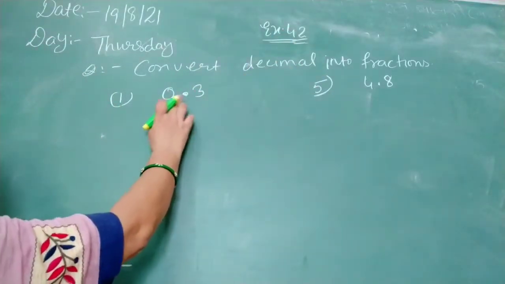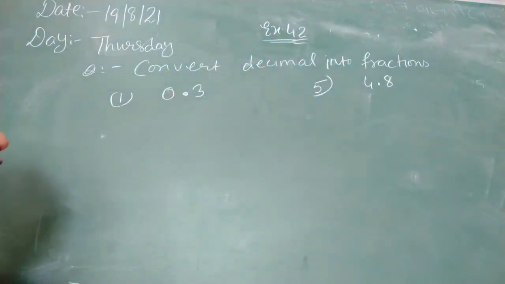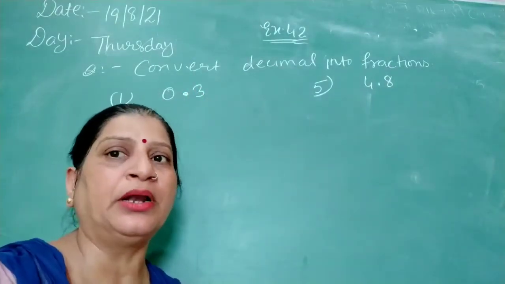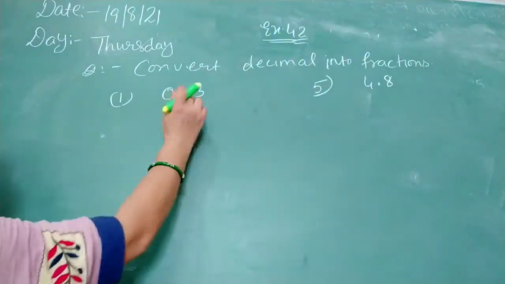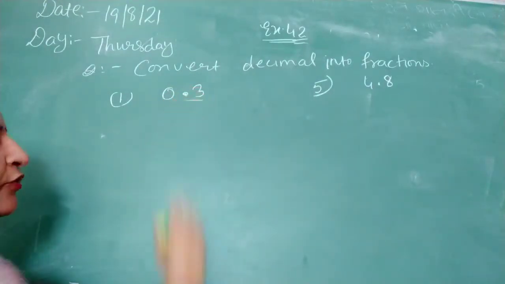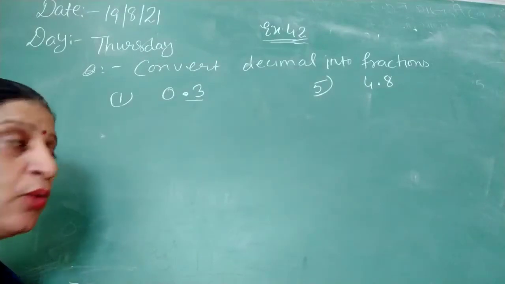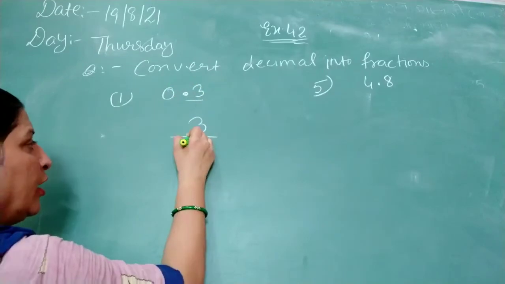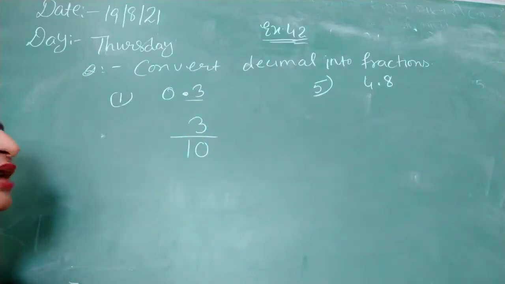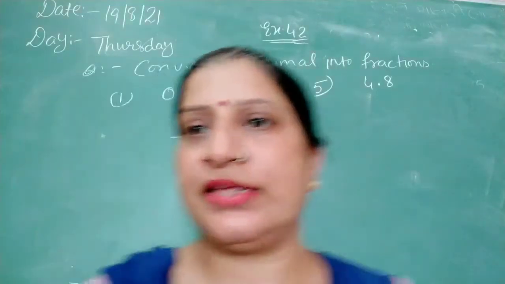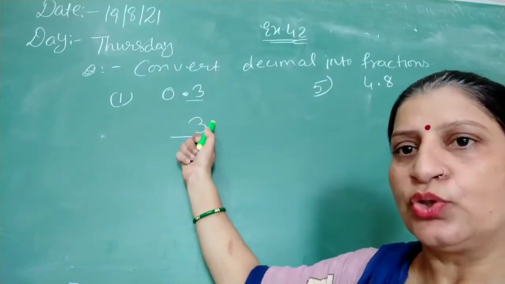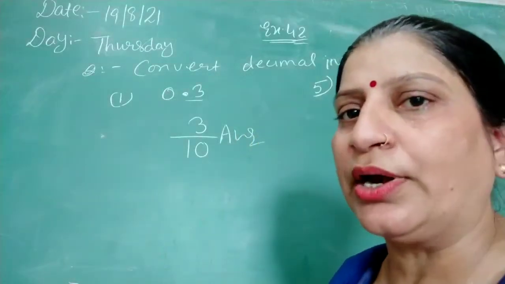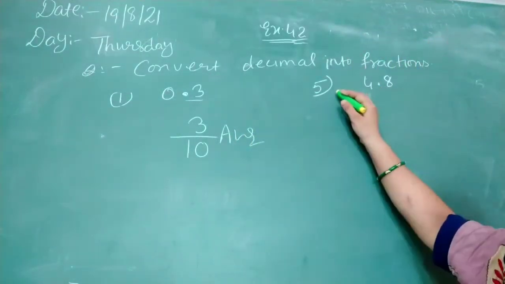The first question is 0.3. Here you are given a decimal and you have to convert this decimal into a fraction. Here we see that after the decimal we have a single digit. One digit है तो नीचे आप क्या करेंगे, डेसिमल को रिमूव करके we write 10 at the place of the ones digit after the decimal. तो हमारा आंसर आ गया 3/10. Clear this one? Now we see one more question.